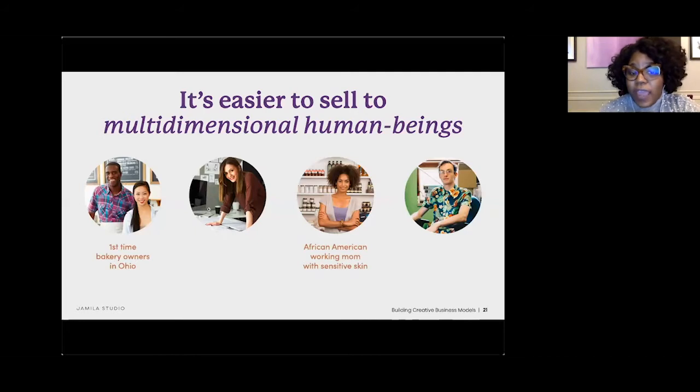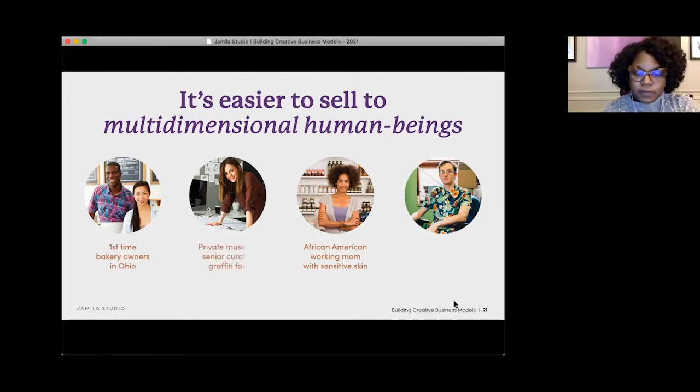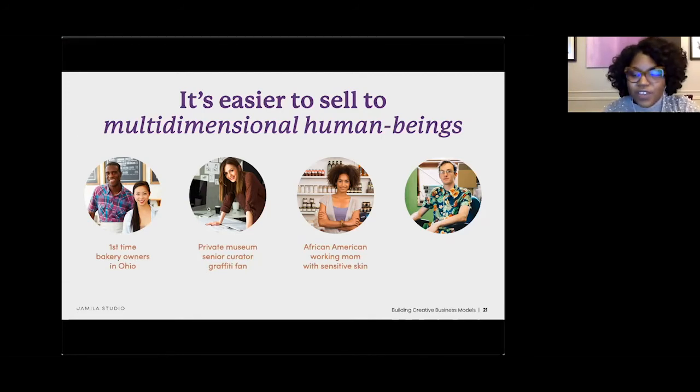And it's easier to sell to an African-American working mom with sensitive skin rather than just a millennial woman, because we know about her cultural background, we know about her work environment, and we know about her skin type. So it's much easier to speak to and sell to her because we know about her unique experience. Same thing with the museum curator. Much easier to sell to a private museum senior curator who's a graffiti fan. We might love graffiti too. We might have a style in our marketing or our website that can play into what she really loves.